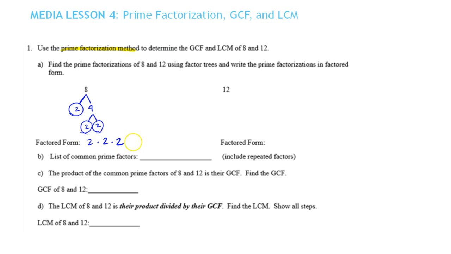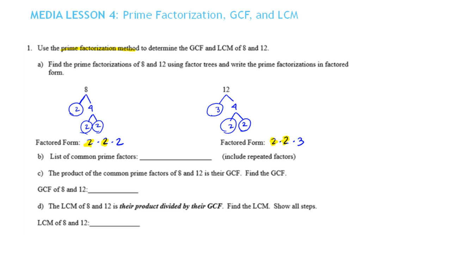So 2 times 2 times 2. I'm just going to write that in factored form. For 12, we would have 3 times 4. 3 is prime. 4 we need to keep factoring. It's 2 times 2. And in factored form, we have 2 times 2 times 3. Now we're going to create a list of common prime factors. What do they have in common? And notice it says include repeated factors. They each have 2 factors of 2.